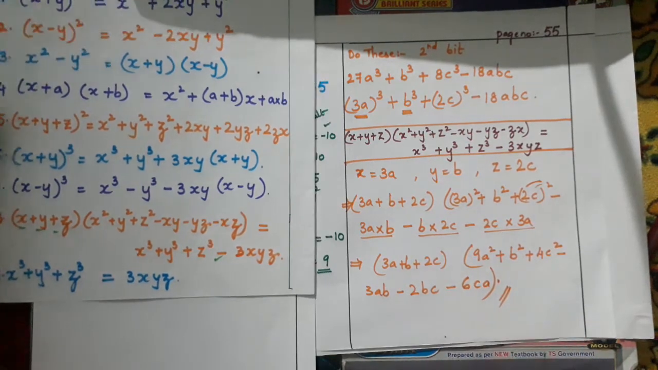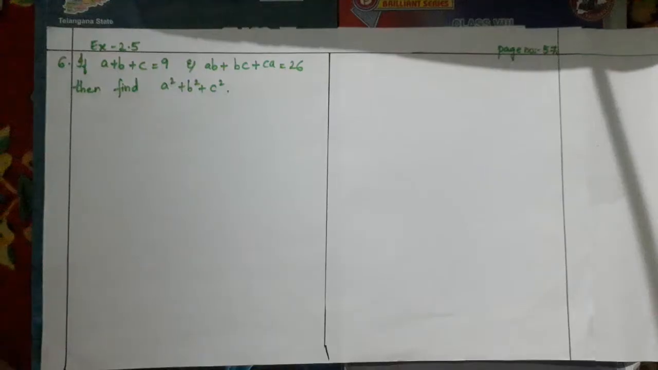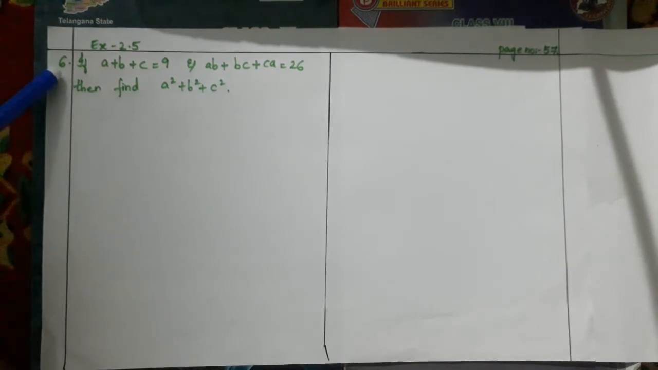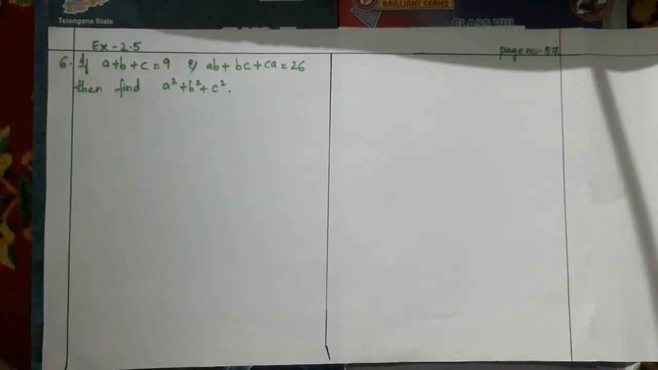Now moving to our next question, children, exercise 2.5. Okay, in exercise 2.5, sixth bit. Okay, now what is the question, children? If a plus b plus c is equal to 9 and ab plus bc plus ca is equal to 26, then find a square plus b square plus c square.